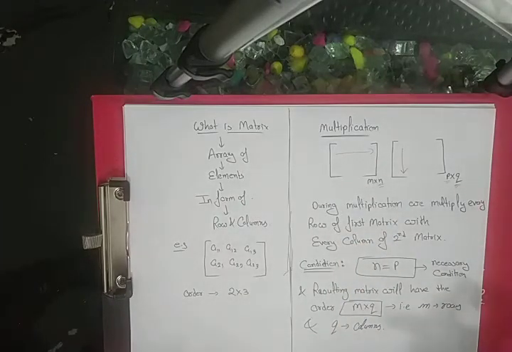Is that clear or not? So how we multiply: rows with columns. What is the condition: columns of the first should be equal to rows of the second, that is n equals p, and whatever we get has the order m into q.